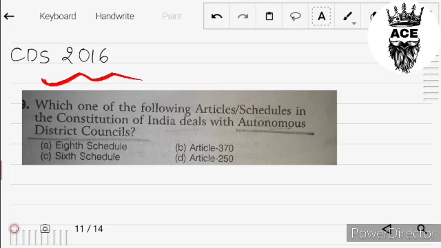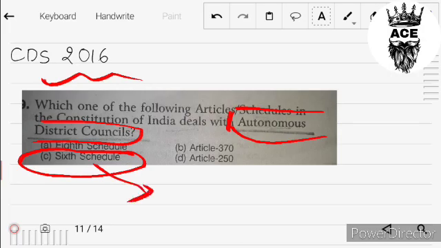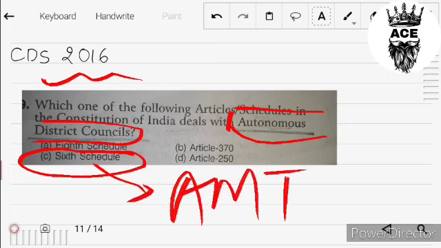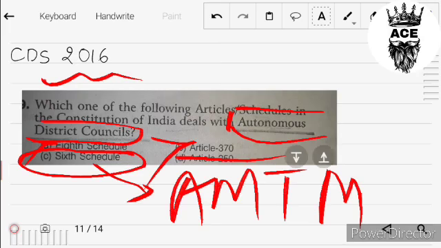Which article or schedule in the Constitution deals with the autonomous district council? That could be a little tricky, but by eliminating some of the things you will think that schedule 6 deals with the autonomous districts. And if you think more, you can eliminate option A. Why? Because 73 was, 370 was in the news, the 8th schedule deals with the official languages, and 250 is somehow related to the Rajya Sabha. So for the autonomous district council, the 6th schedule would be our answer.